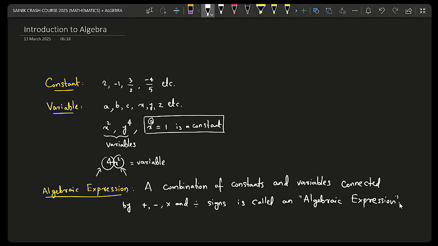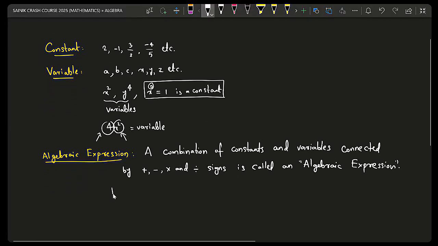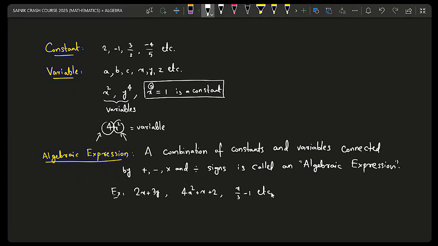What are the examples for algebraic expression that we can take? For example, I can take 2x plus 3y. Yes, this is an algebraic expression because it is a combination of constants and variables connected by all the fundamental operation signs. 4x square plus x plus 2 is also an algebraic expression. x by 3 minus 1, this is also an algebraic expression, etc. It may have more than one variable also. As you can see from example 1, x and y both are variables. So more than one variable also you can take.